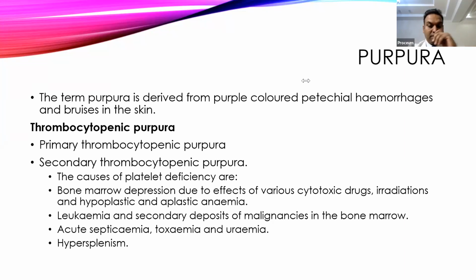Okay, now come to the purpura. Purpura directly refers to the purple colored petechial hemorrhages in the skin, and it occurs because of delayed repair of the blood vessels, or the blood vessels are not repaired immediately on injury, and because of that the blood oozes out of the small capillaries and accumulates in the subcutaneous tissue.